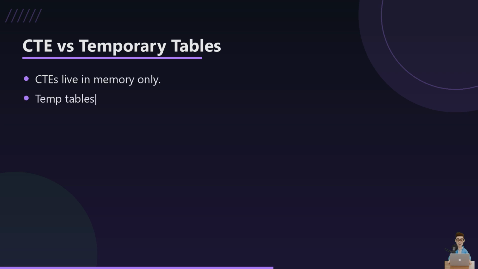So which should you use? For one-off calculations, a CTE is faster and keeps your script tidy. A temporary table stays around longer and needs extra setup commands. I personally prefer CTEs for readability unless the dataset is huge and needs physical storage.